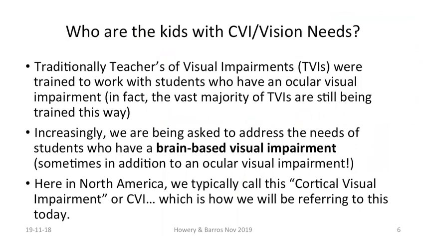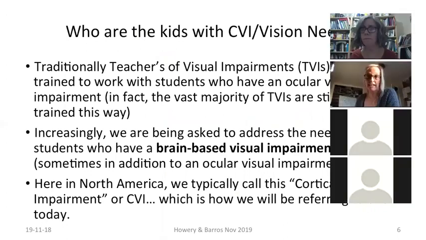as a carryover, because really and truly that's how we're trained. So as a teacher of the visually impaired, a TVI, we've been well trained to work with kids with ocular visual impairment. Instead, as we now know, and as we're discovering once you graduate, most of the kids, 50% or more, up to 70% of your caseload, are going to be kids with brain-based visual impairment. So, and then I write in there sometimes in addition to an ocular visual impairment.